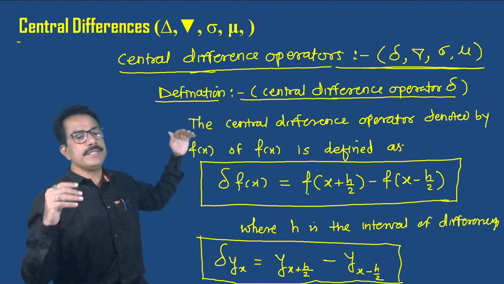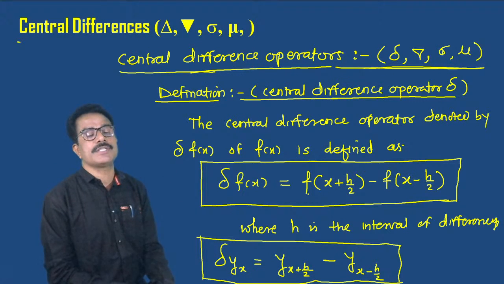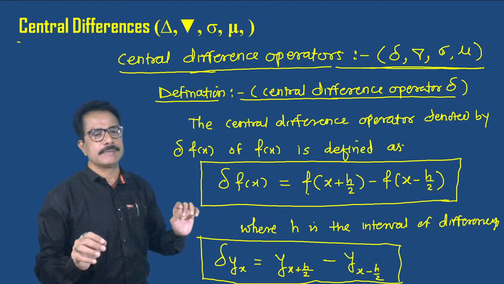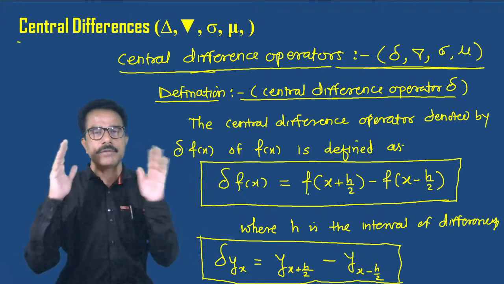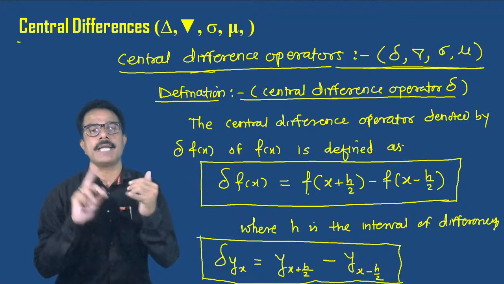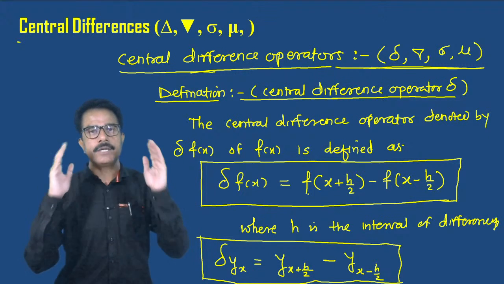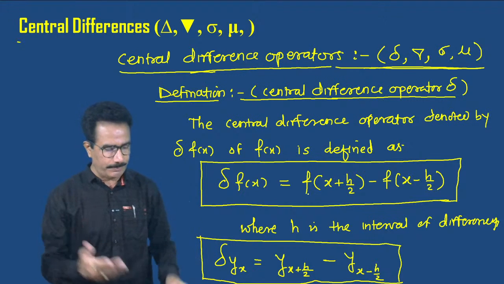The sigma means small sigma. Small sigma means it is the mean operator. And we have to define the mean operator, the average operator, which is denoted by E. And this average operator we can take by using the shift operator.